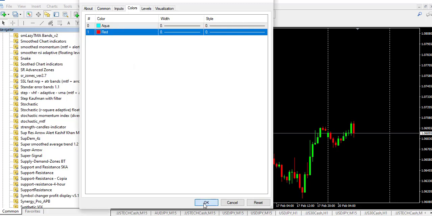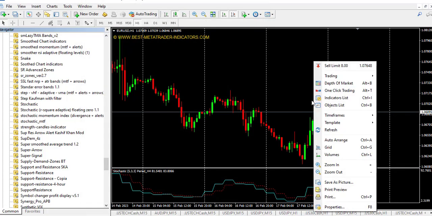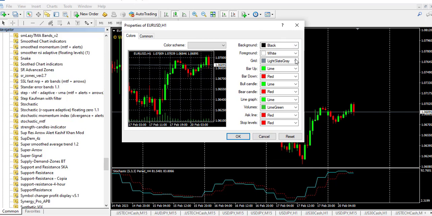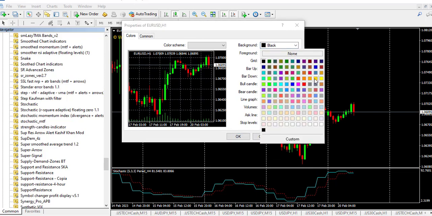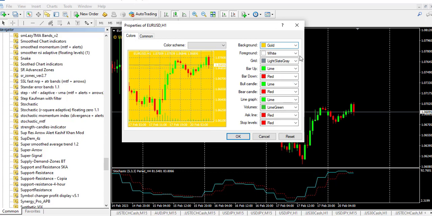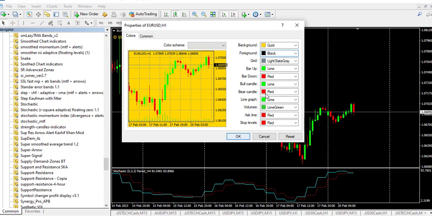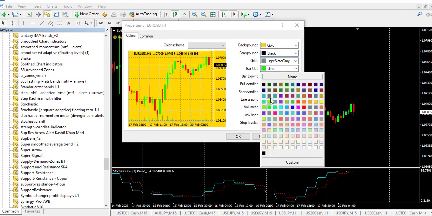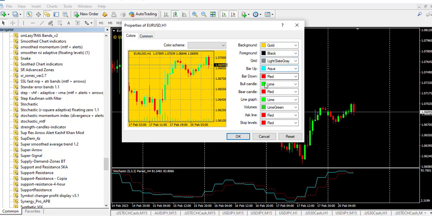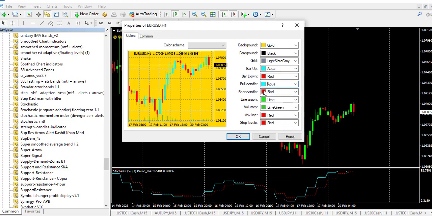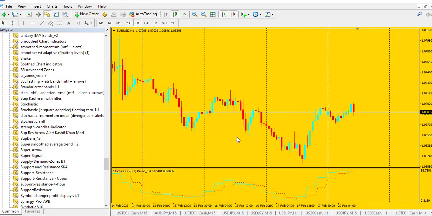red, and click OK. And if you want to change the background, and I want it to be like my home, this is where I change it. The background here is gold, and the foreground is black, and the bar up is aqua color, bar down is red. Change this one to aqua color again, and this to red. Then you can click OK.